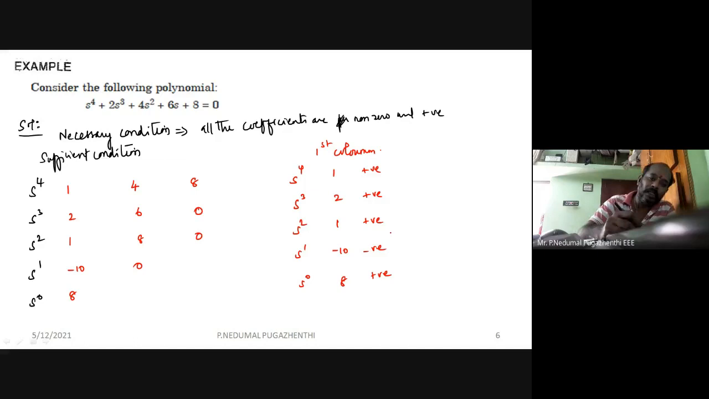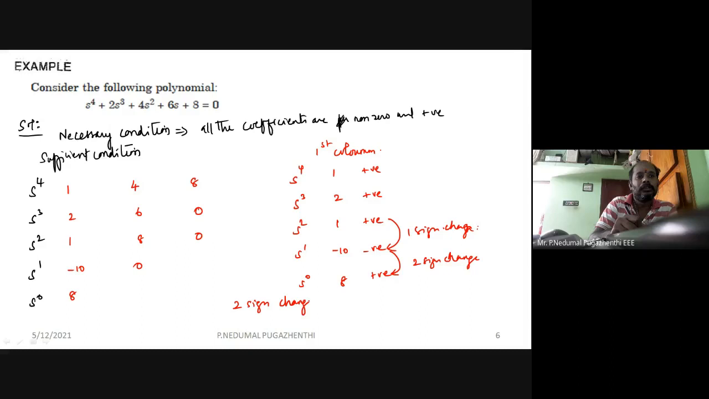Positive to positive, positive to positive: no sign change. Positive to negative: one sign change. Then negative to positive again: second sign change. So how many sign changes? Two. Okay, so two sign changes are there in the first column.